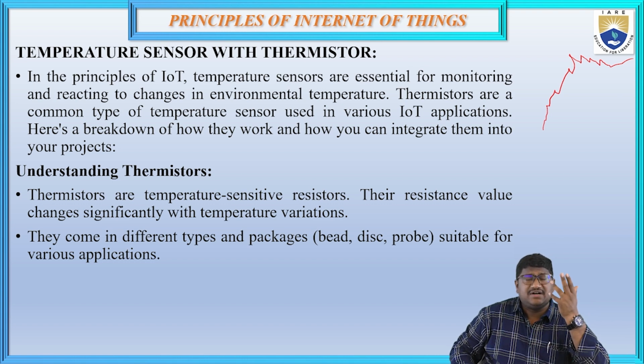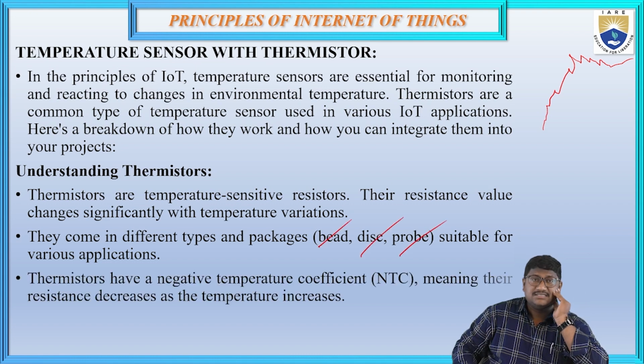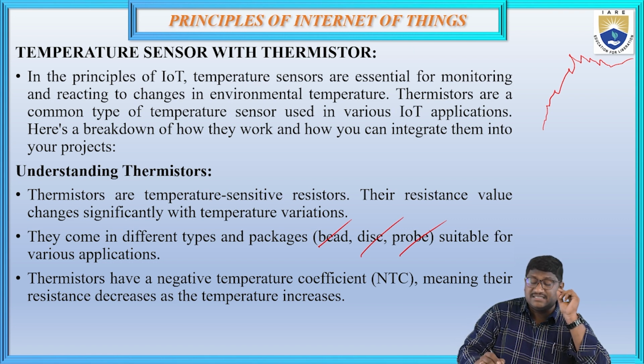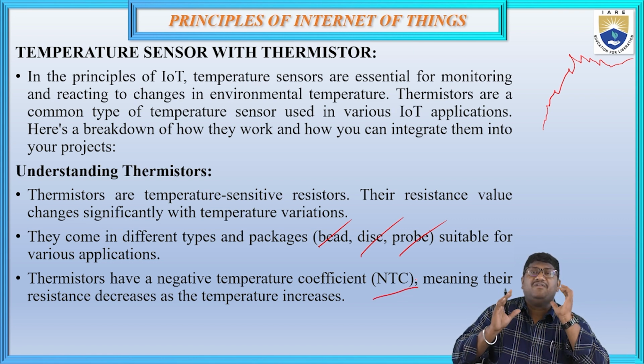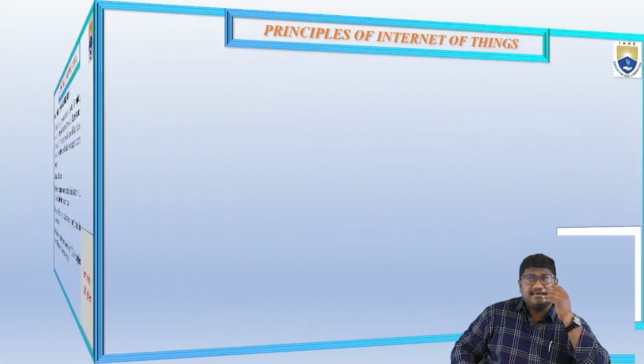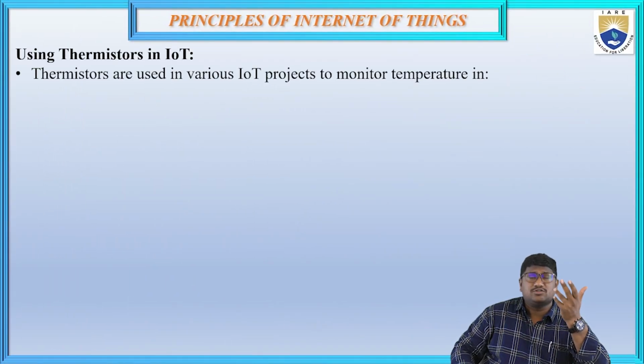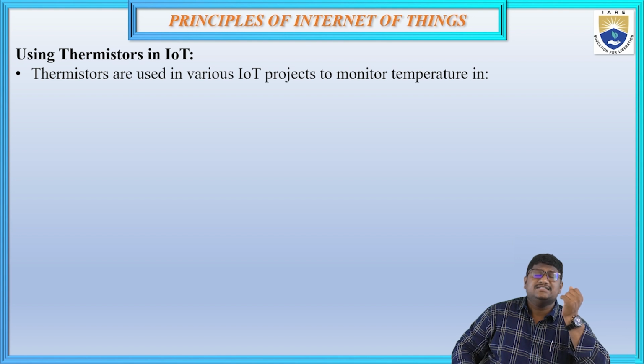With this, there are different kinds of types and different kinds of packages. As I told you, bead, disk, probe, which are suitable for various applications. And these thermistors are having NTCs. NTC means negative temperature coefficient, where the resistance decreases as the temperature increases. When the temperature increases, automatically it is going to switch on the fan, it is going to switch on the air conditioning system which is present in your concerned room.